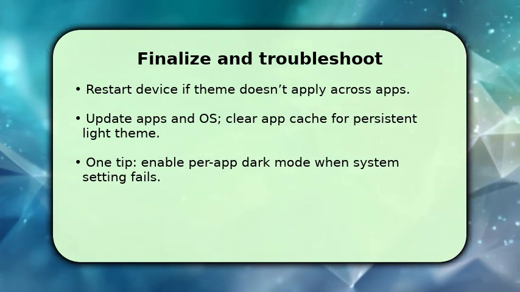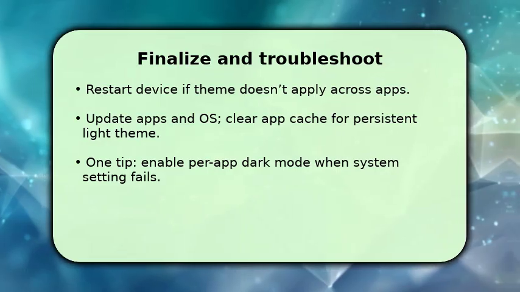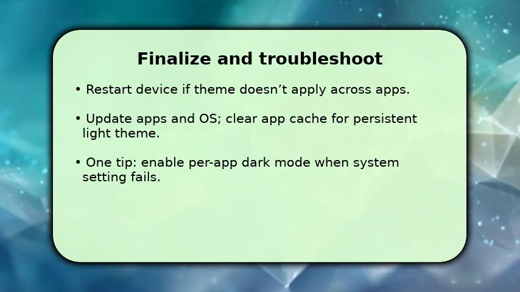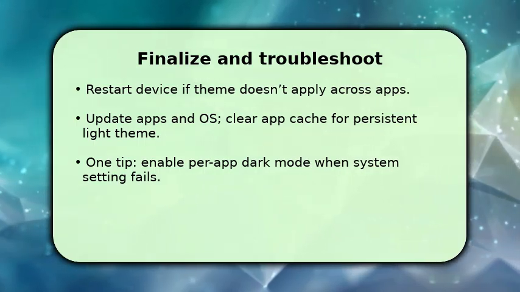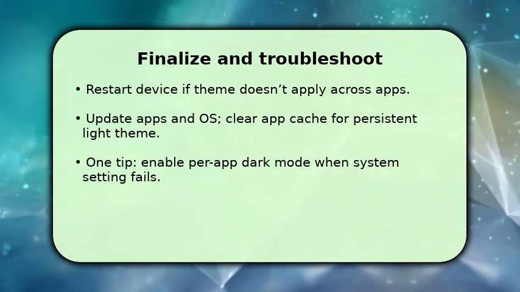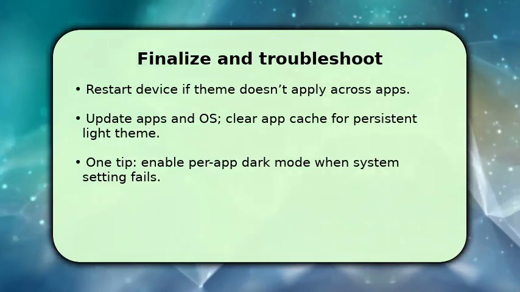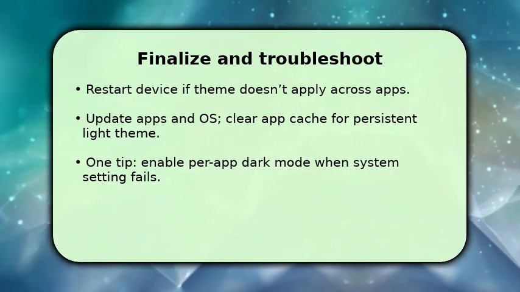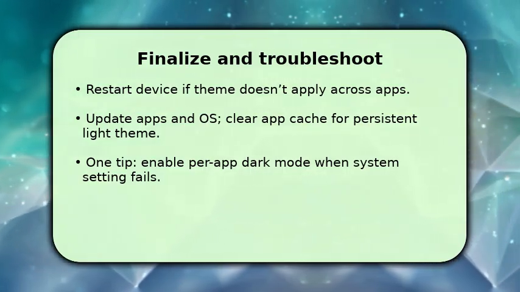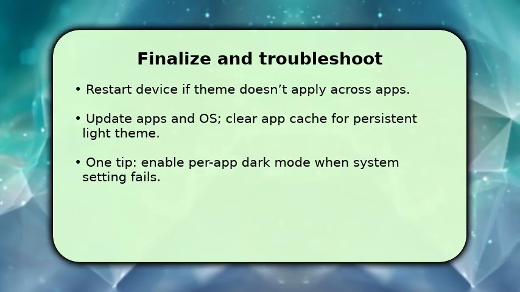If one or two remain in light mode, restart your device. This often forces the UI to refresh. Make sure your OS and apps are updated because older versions may ignore system themes. If needed, clear an app's cache or reinstall the app. If issues persist, enable per-app dark mode in that app settings. This makes sure you get consistent dark visuals even when system-level controls do not propagate.